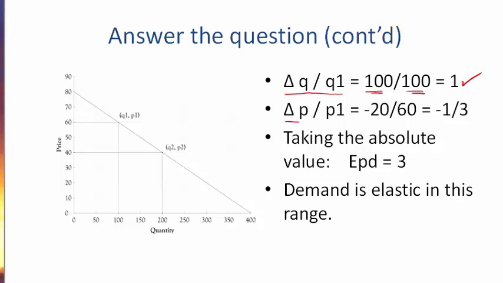Our percentage change in price is the change in price divided by the original price. Price falls from $60 to $40, so that's negative 20. And the original price is $60, so our percentage change in price is negative 1/3. So if we take the absolute value dividing 1 by negative 1/3, it would be negative 3, but the absolute value would be 3. So given that this is greater than 1, demand is elastic in this range.